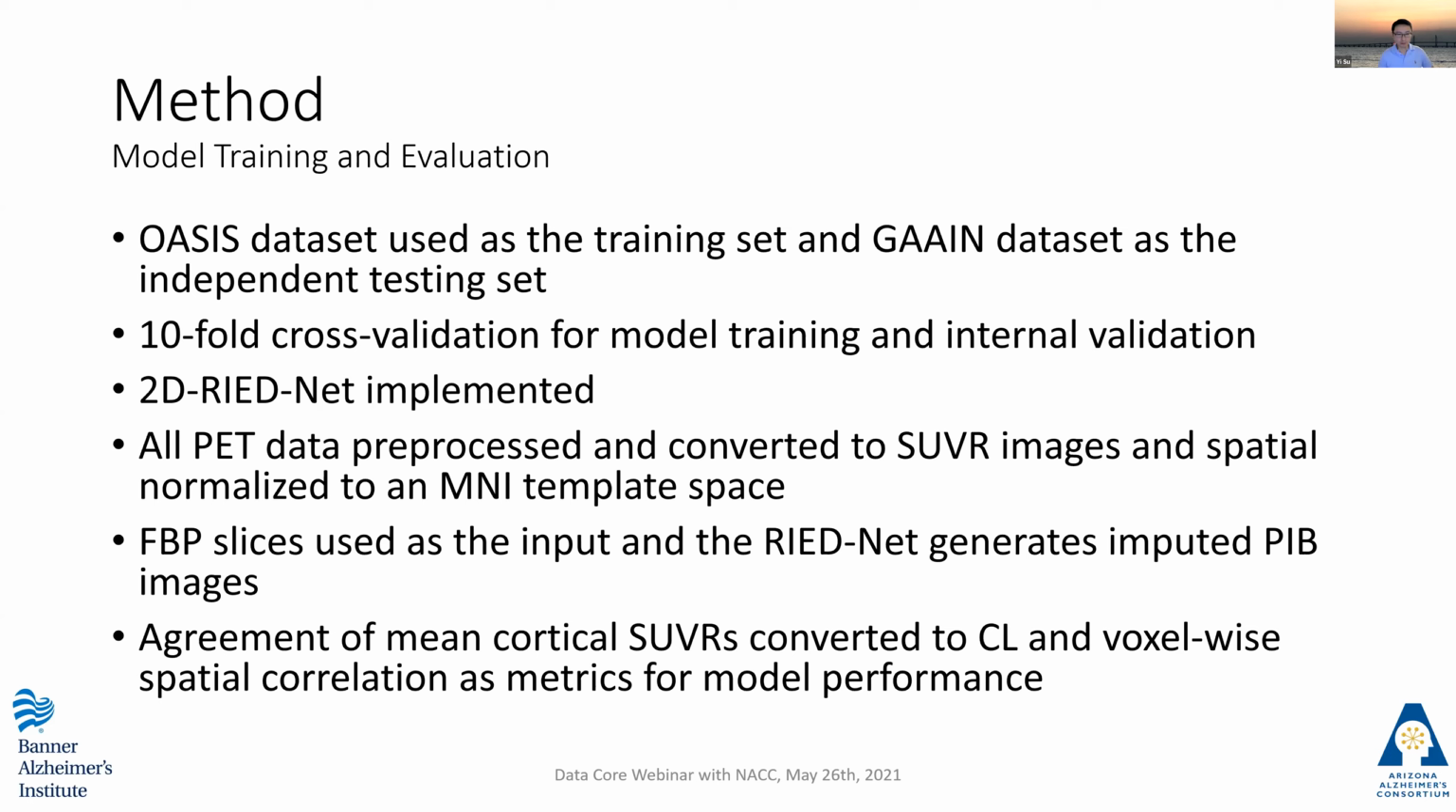All the data has been pre-processed, converted to SUVR images, and transformed into the standard space. We used the florbetapir slices as the input, and the deep learning model generates an imputed PiB image based on each FBP slice. We assess the model performance by looking at the mean cortical SUVR measures and also the voxel-wise spatial correlation.